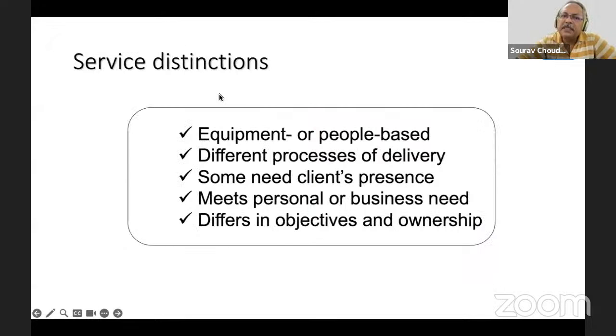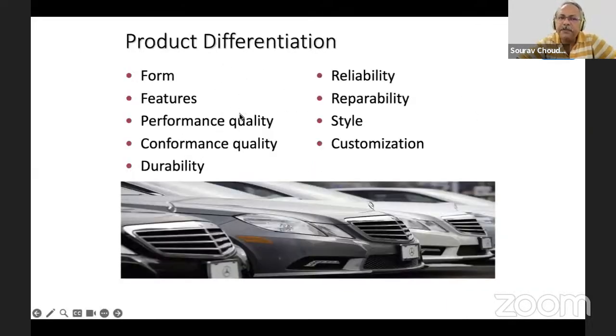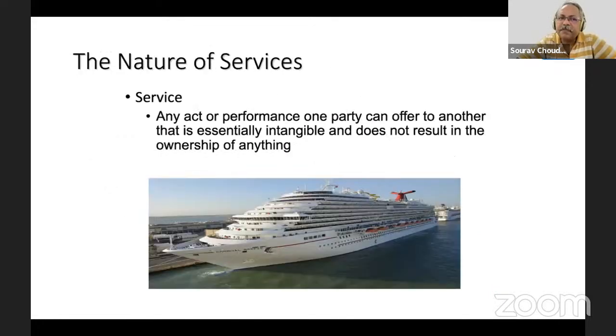Okay. Service, how do you distinguish services? ठीक है, जैसे हम लोग प्रोडक्ट्स को distinguish किया था on the basis of its features, on the basis of a lot of things, right? हम लोगों ने प्रोडक्ट्स को बहुत सारा कुछ में डिफरेंशिएट किया, फॉर्म, फीचर्स, परफॉर्मेंस क्वालिटी, कॉन्फॉर्मेंस क्वालिटी, कस्टमाइजेशन, स्टाइल, durability, reliability, repairability. Correct? So what is that for services?